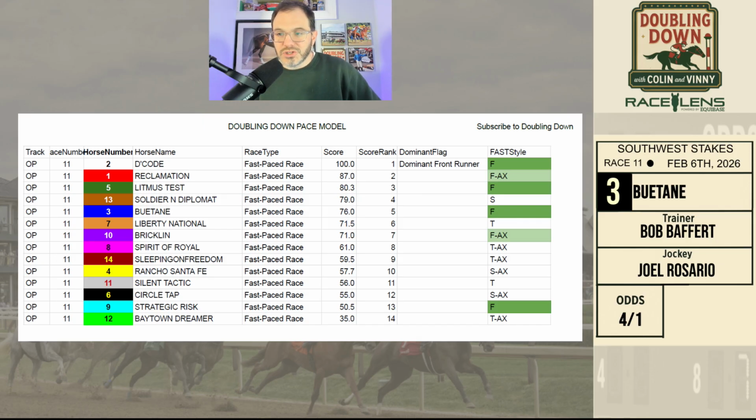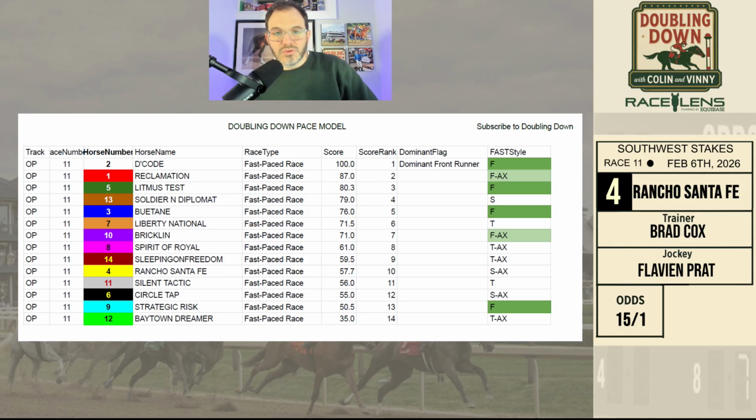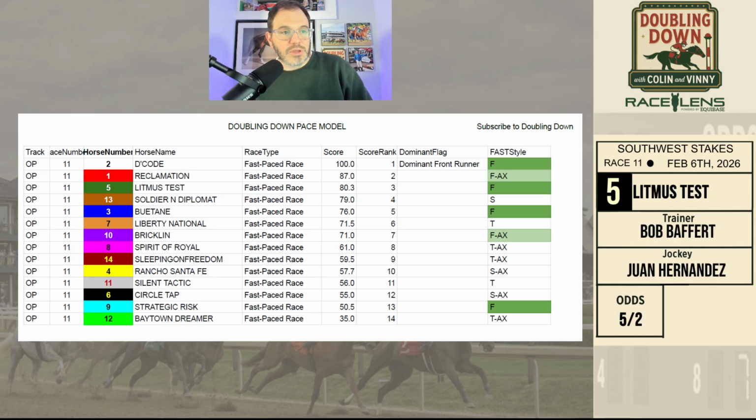But what I do pay attention to on the right there is the 4 Fs, and you can see them highlighted in the dark green, and you even have 2 horses in the lighter green. When you have 4 horses with an F style, that triggers my model to say that this is going to be a fast-paced race. And then it uses that info to then determine who gets a pace advantage. If it's a fast-paced race, in theory, the horses that are on the front end, especially if there's 4 of them, might tire each other out, setting up for a horse maybe coming later.